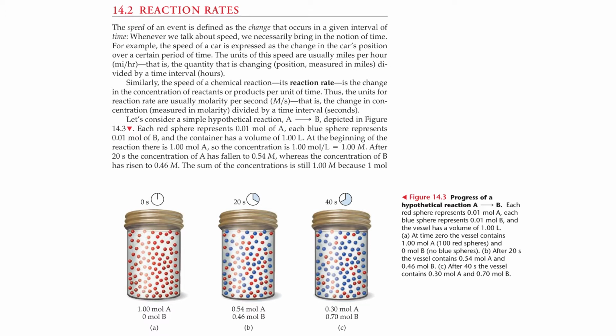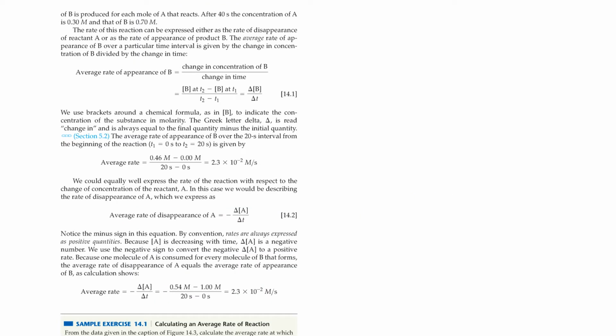After 20 seconds, the concentration of A has fallen to 0.54 molar, whereas the concentration of B has risen to 0.46 molar. The sum of the concentrations is still 1 molar, because 1 mole of B is produced for each mole of A that reacts. After 40 seconds, the concentration of A is 0.3 molar, and that of B is 0.7 molar. The rate of this reaction can be expressed either as the rate of disappearance of reactant A or as the rate of appearance of product B.